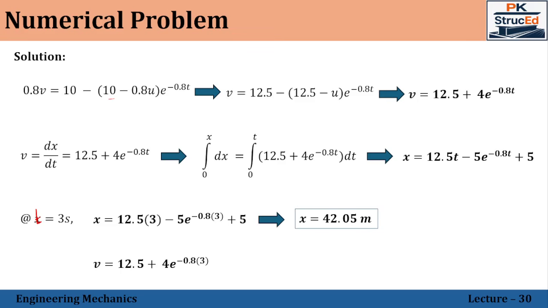The second question is, what is the velocity at which the object will hit the bottom of the lake? So v is equal to 12.5 plus 4 e power minus 0.8 t. Substituting the value of t equal to 3 seconds, we will get the velocity as 12.86 meter per second. So that's what has been asked in this particular problem.